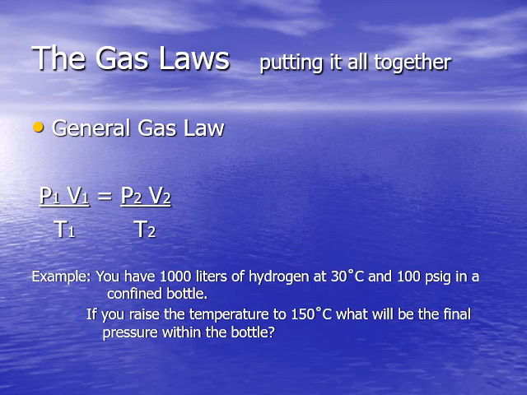The general gas law combines Boyle's and Charles's laws. P1 V1/T1 equals P2 V2/T2. This equation is used to calculate pressure or volume changes in systems like oxygen tanks and pressurized cabins when temperature fluctuates.